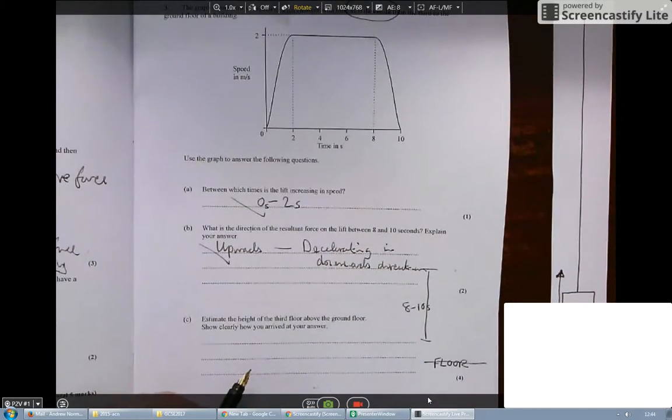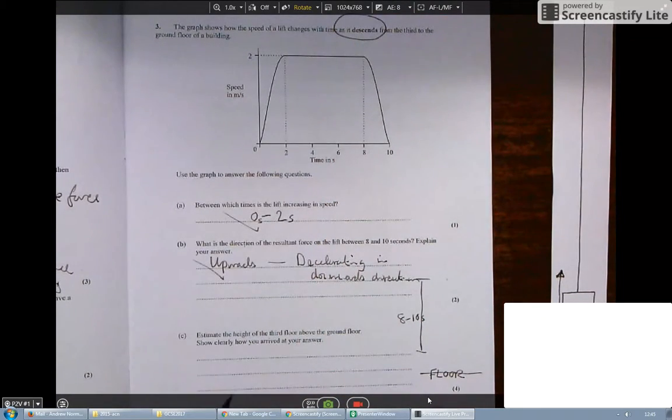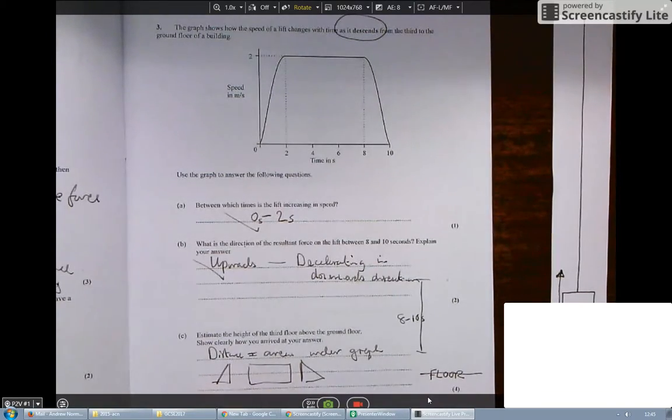Finally, we're asked to estimate the height of the third floor above the ground floor. So we want to know what is this total distance that's been travelled by the lift. And to do that, the distance travelled is the area under a speed time graph. So in effect, we've got a triangle plus an oblong plus another triangle.